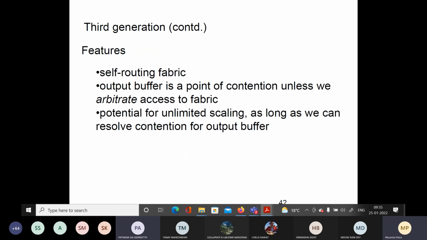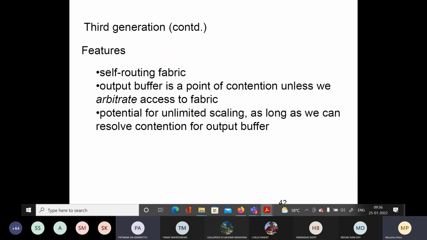Now let's get to different types of switch fabrics. Okay, but before that, what should be the features for that switch fabric? It should be self-routing, right? It should be a self-routing switch fabric. The output port will be a point of contention, as we have already seen that output blocking will be there in case of datagram switches.